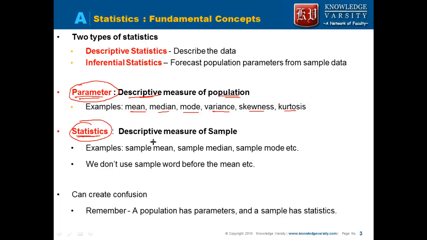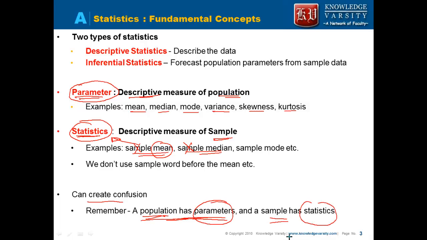Please note that for a sample, people use terms like sample mean and sample median. It's not that we always add the word sample; we may use only mean or median. So don't get confused. When I say mean and I refer to it as a statistic, it means that we are talking about the sample. It can create confusion when we just mention mean. But please remember: parameters are used for the population and statistics are used for the sample.